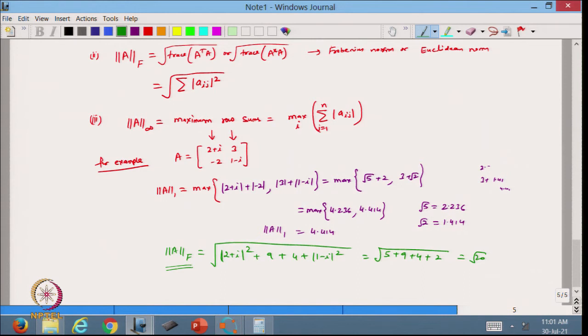And for the Frobenius norm, if you see, it is root 20. So, I can take the root 20 value, which is approximately 4.472. So, this is the Frobenius norm. One norm is 4.414 and Frobenius norm is coming 4.472.